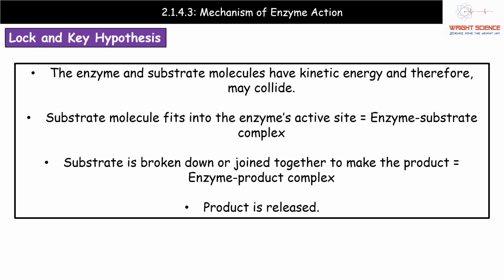So once that happens, we now have this thing called the enzyme substrate complex. Depending on what kind of reaction this enzyme is catalyzing, that substrate is either going to be broken down or it's going to be combined, so joining those two reactants together in order to make the product. At that point, we now have the enzyme product complex because the product is still held within the active site of the enzyme. Last thing that has to happen, the product gets released.